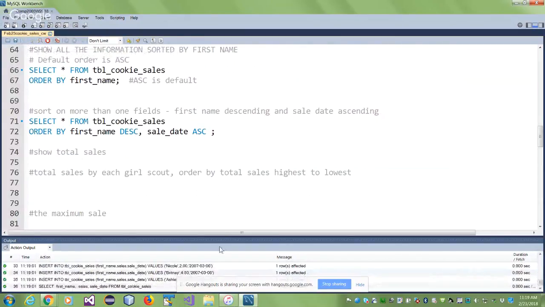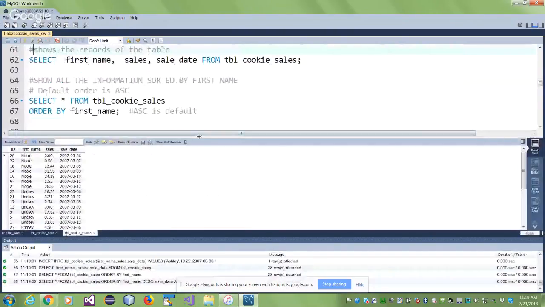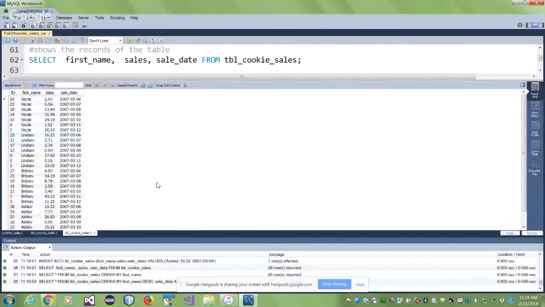And I want to show you the output. And this is the output I'm talking about. Notice how the output is showing you sorting by first name first. So all first names, Nicole, Lindsay, and they are in descending order, not in ascending. I made it descending, therefore they're coming this way. And inside the names, the sales are now in ascending order.